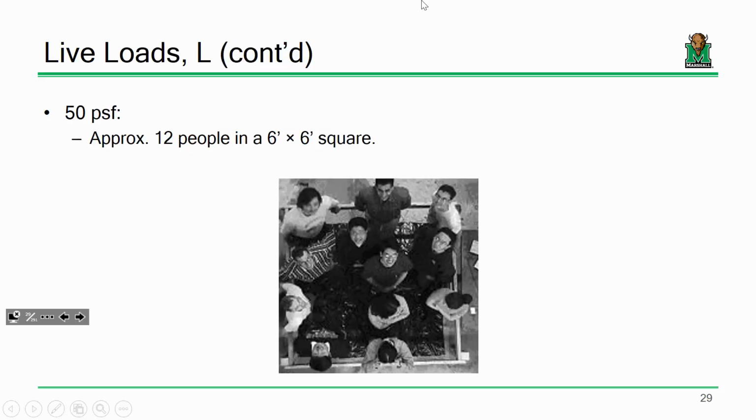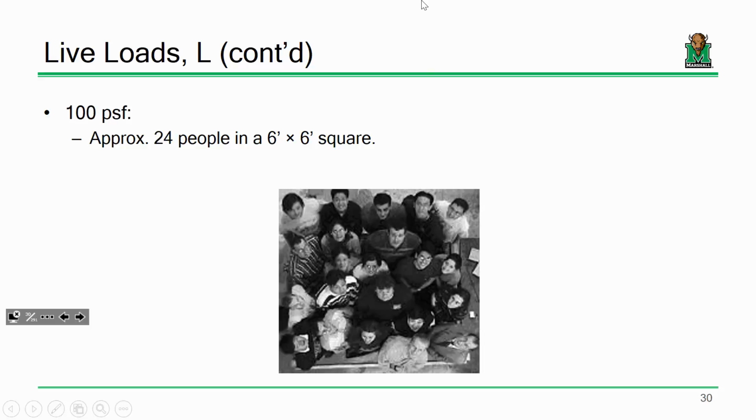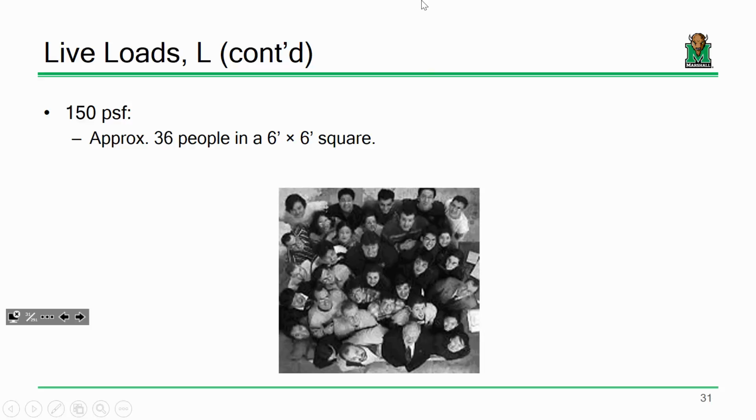Well, that's where this comes into play. This is an image that actually comes out of the LRFD Pedestrian Bridge Design Guide, but it gives you a mental understanding of what 50 pounds per square foot really means. So what they did is they roped off this 6 foot by 6 foot square, and they started stacking people in the square to give you a mental image of what 50 pounds per square foot really looks like. That's 50 pounds per square foot, okay? That is 100 pounds per square foot, and then this is 150 pounds per square foot. That's a lot of people, okay?